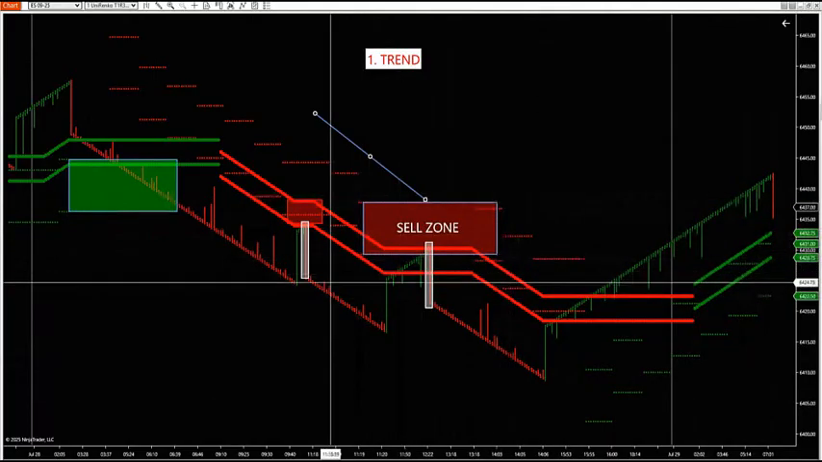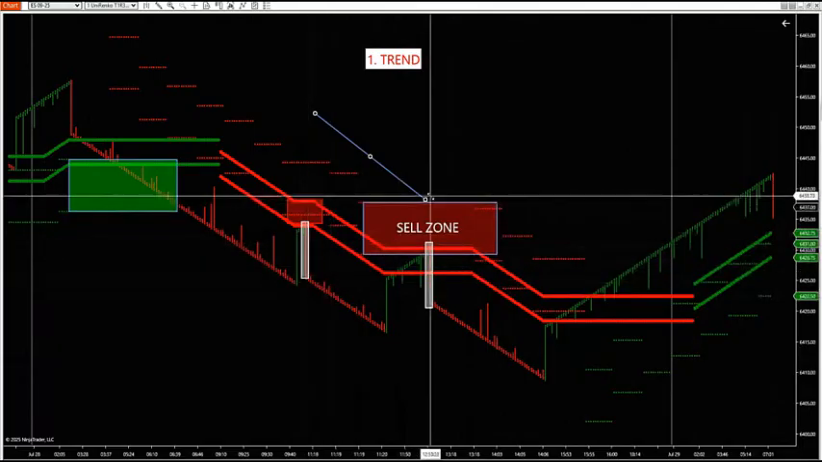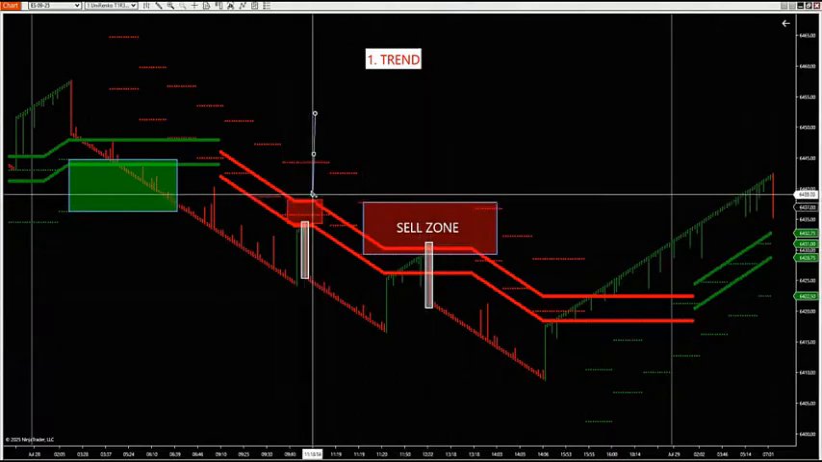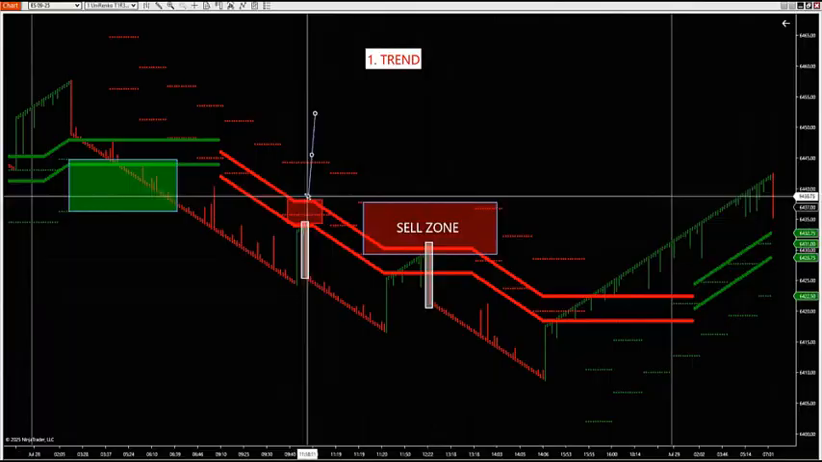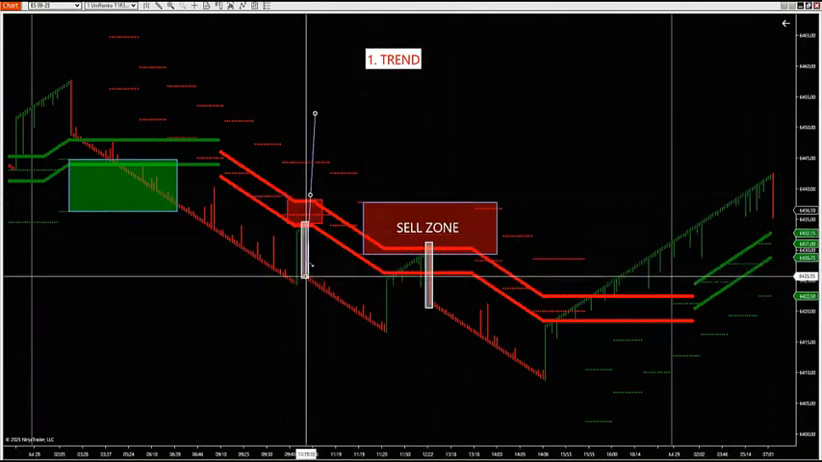All right. So as we move to these zones, it's got to be at the zone. The same thing with my zone here. You do not want to close outside of the zone. You want a reversal inside of that zone, and you want to close with a reversal candle.